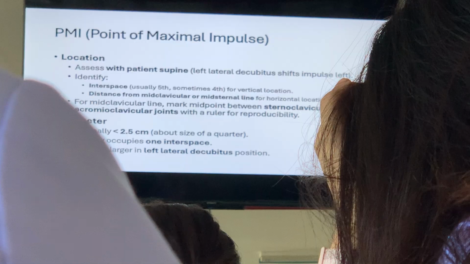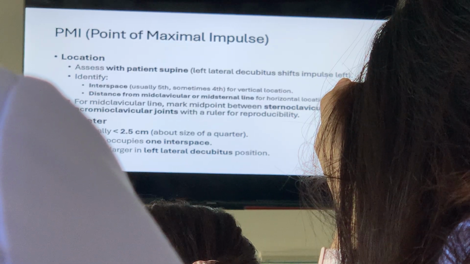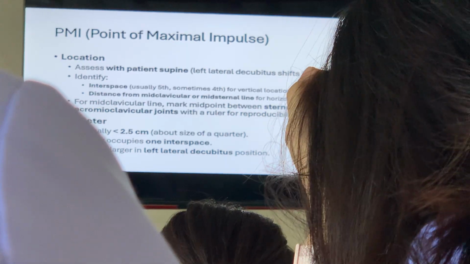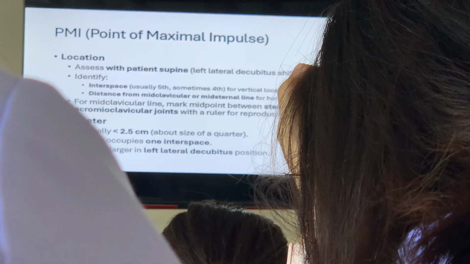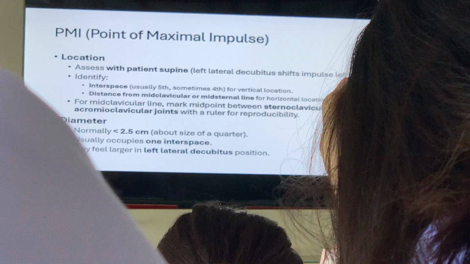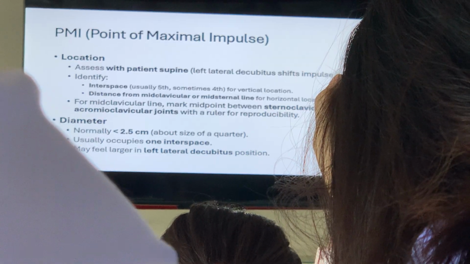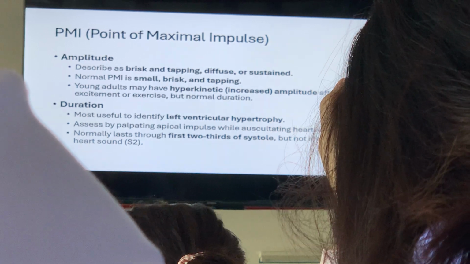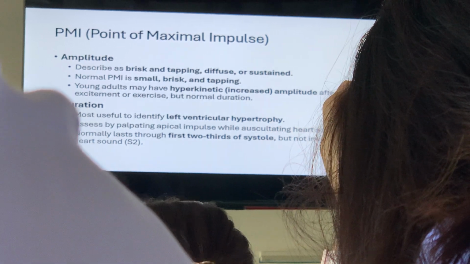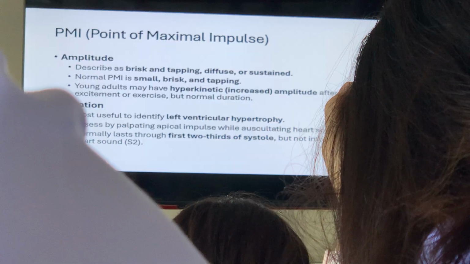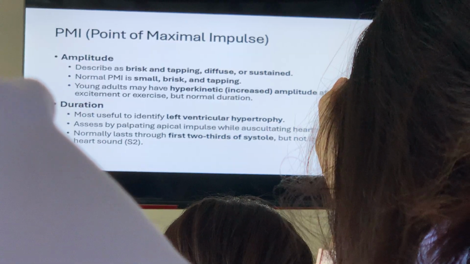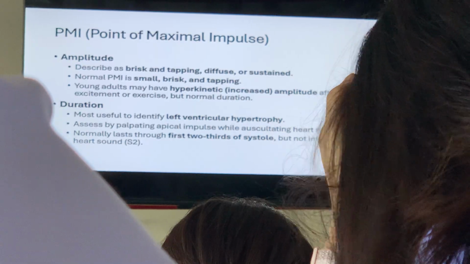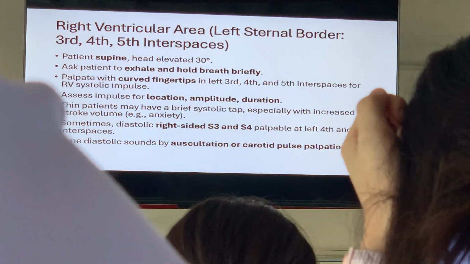So again, location, this was mentioned already, where you can feel it. The diameter is usually less than 2.5 centimeters and usually occupies one interspace. So it may feel larger when you assume the left lateral decubitus position. The amplitude, as mentioned, is brisk and tapping, or diffuse or sustained, and the duration, a prolonged duration of your BMI, is usually indicative of left ventricular hypertrophy. So just read through that.